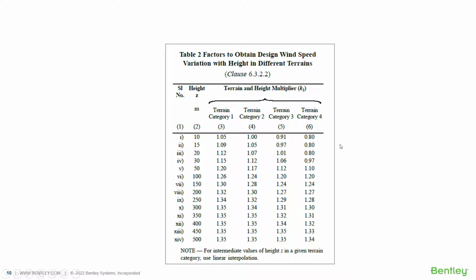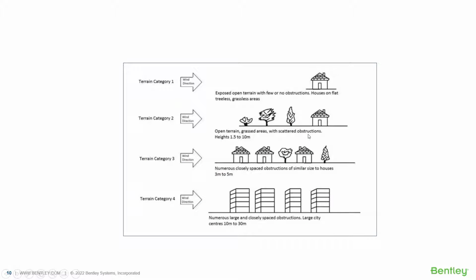Now the value of K2 depends on the height and category of terrain. Terrains are categorized into 4 depending upon the effect of obstructions. Here you can see the 4 categories. Category 1 is open terrain with few or no obstructions and the average height of surrounding object is less than 1.5 meter. Open sea coast or flat plains with no trees comes under this category.